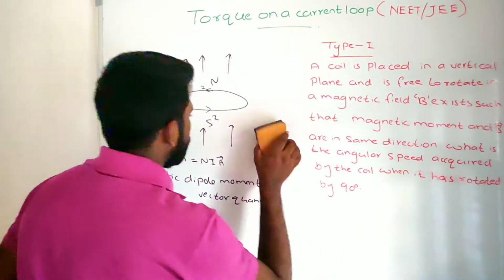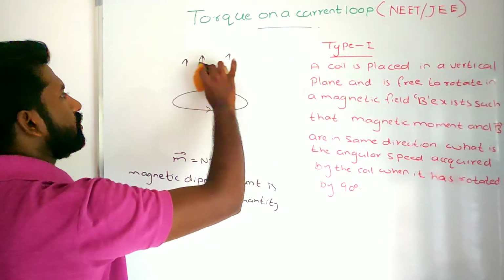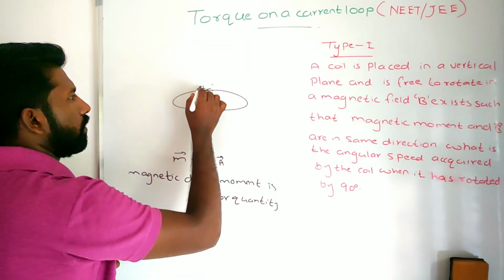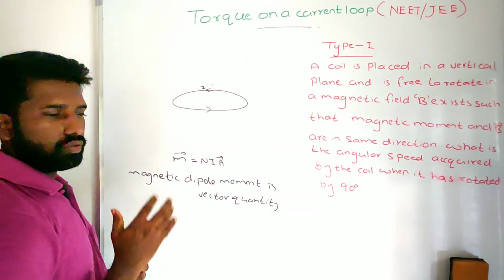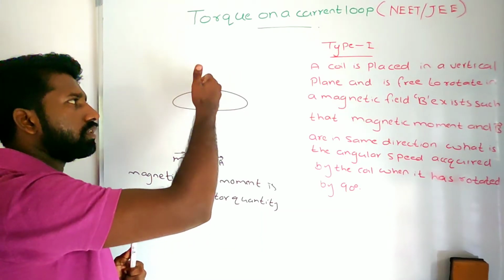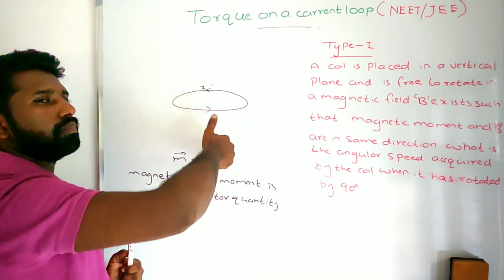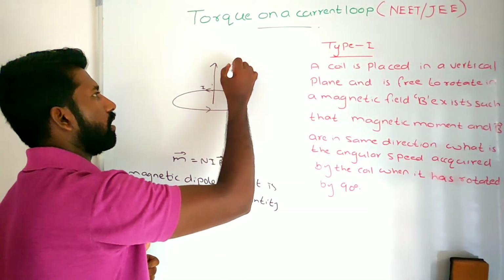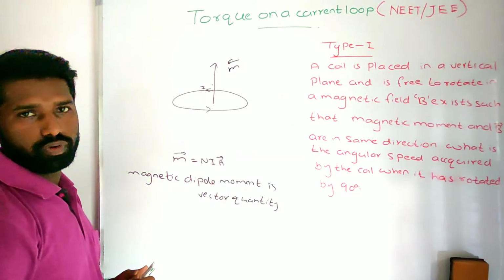Now you see this is a circular current loop. The current is in this direction, so I apply the right hand rule. Curl the palm in the direction of current, then the thumb gives the magnetic dipole moment direction. So here the magnetic dipole moment direction is upwards.